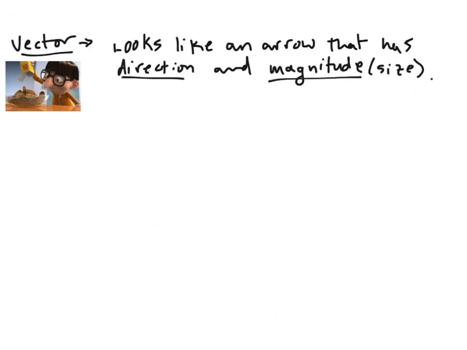Okay, a vector. I guess we're talking about vectors now. It's another way that we can write, instead of coordinate notation, we can describe a translation using vectors.